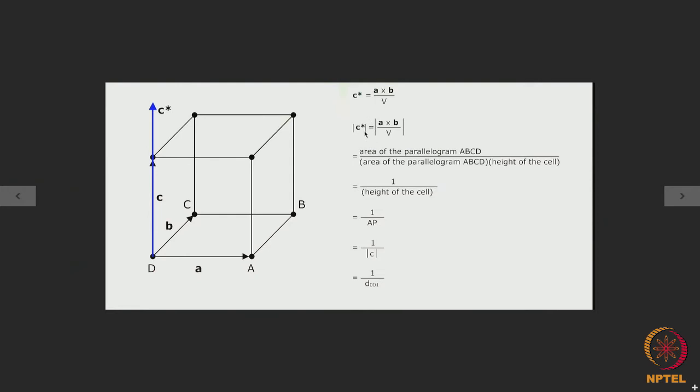So, C star, the magnitude is equal to A cross B by V, and what is A cross B? It is actually the area of the parallelogram A, B, C, D. So, this area of the parallelogram is A cross B, and what is V? V is the area of the parallelogram A, B, C, D multiplied by the height of the cell.